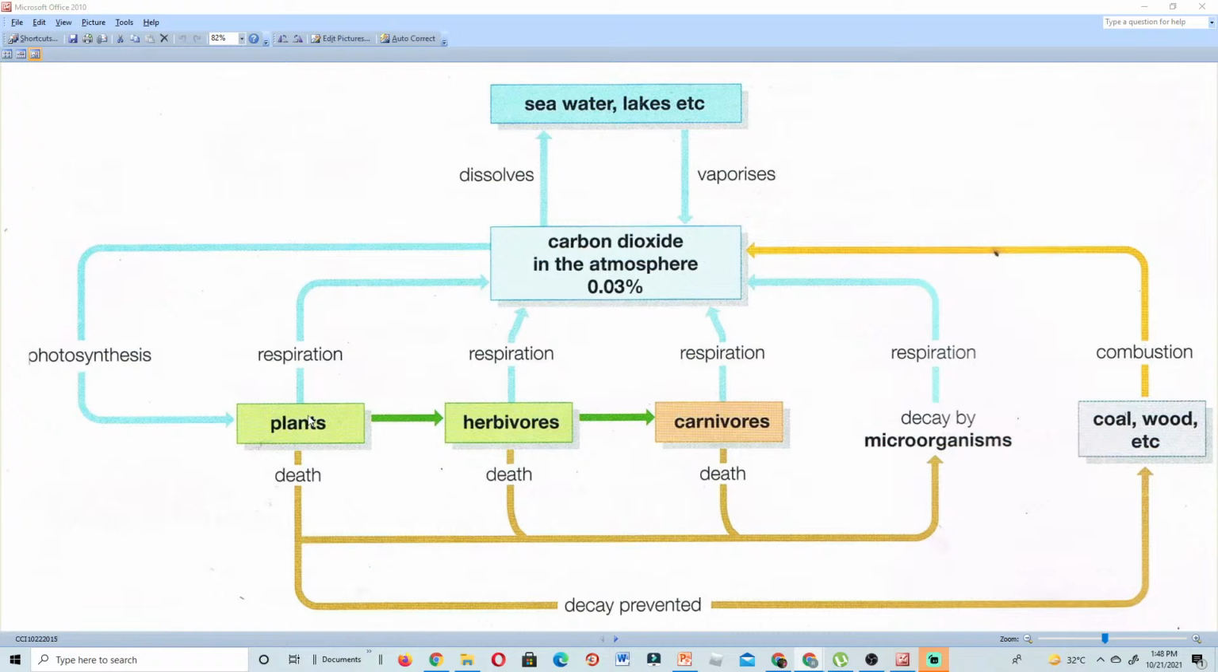Right. So in terms of giving off carbon dioxide to the atmosphere, it would be by respiration by plants, respiration by herbivores, respiration by carnivores, and of course respiration by those microorganisms. So those are the ways in which carbon dioxide is given off to the atmosphere. In terms of how it is removed from the atmosphere, that would be photosynthesis, of course. So you should be able to tell me those things, how it is given off and how it is removed from the atmosphere.